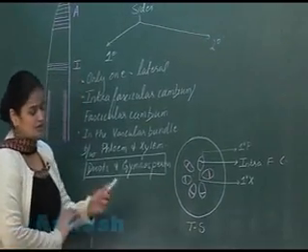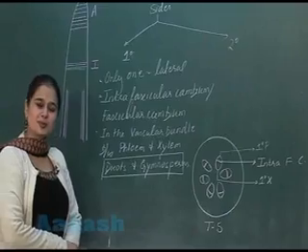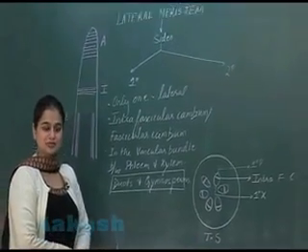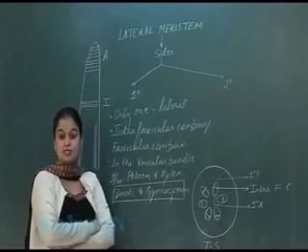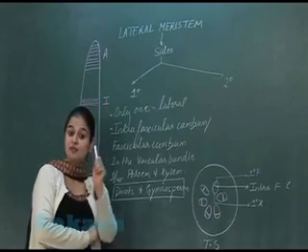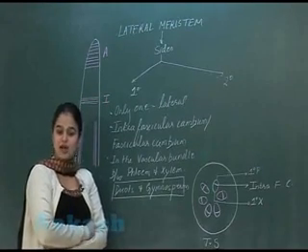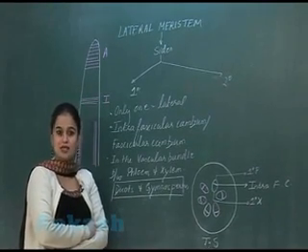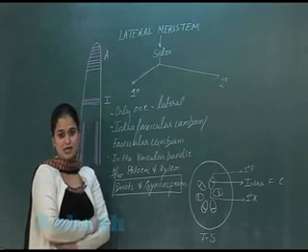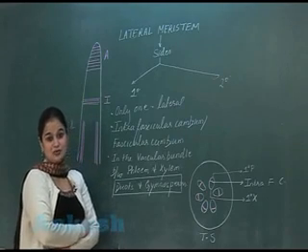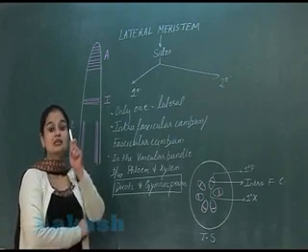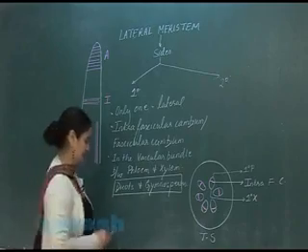Now this intrafascicular cambium, it is primary in origin. Yes, it is primary in origin, present in the plant from the beginning. But the functioning of this cambium, it is secondary. The functioning of this cambium is just like the secondary meristem.